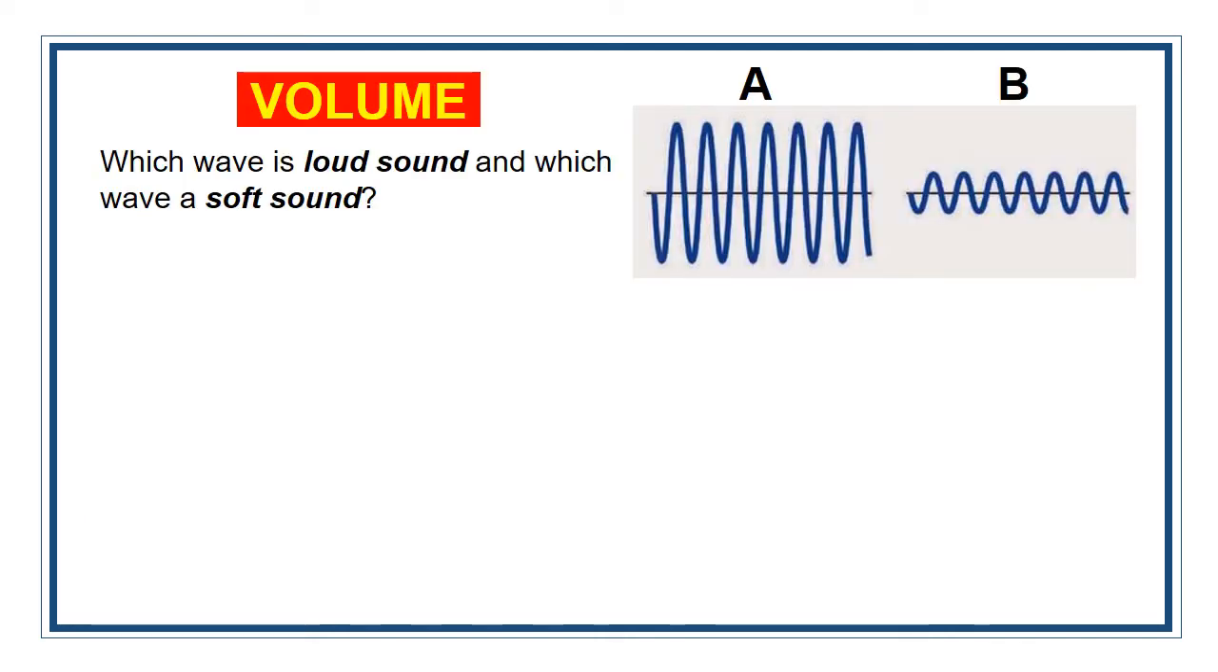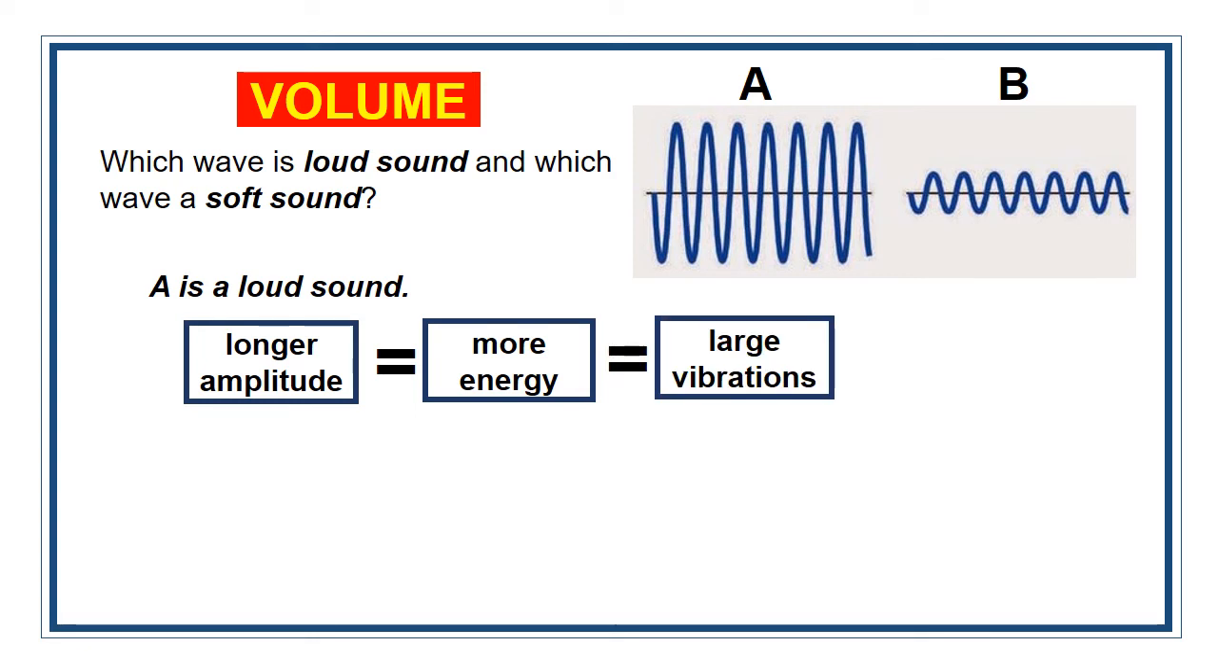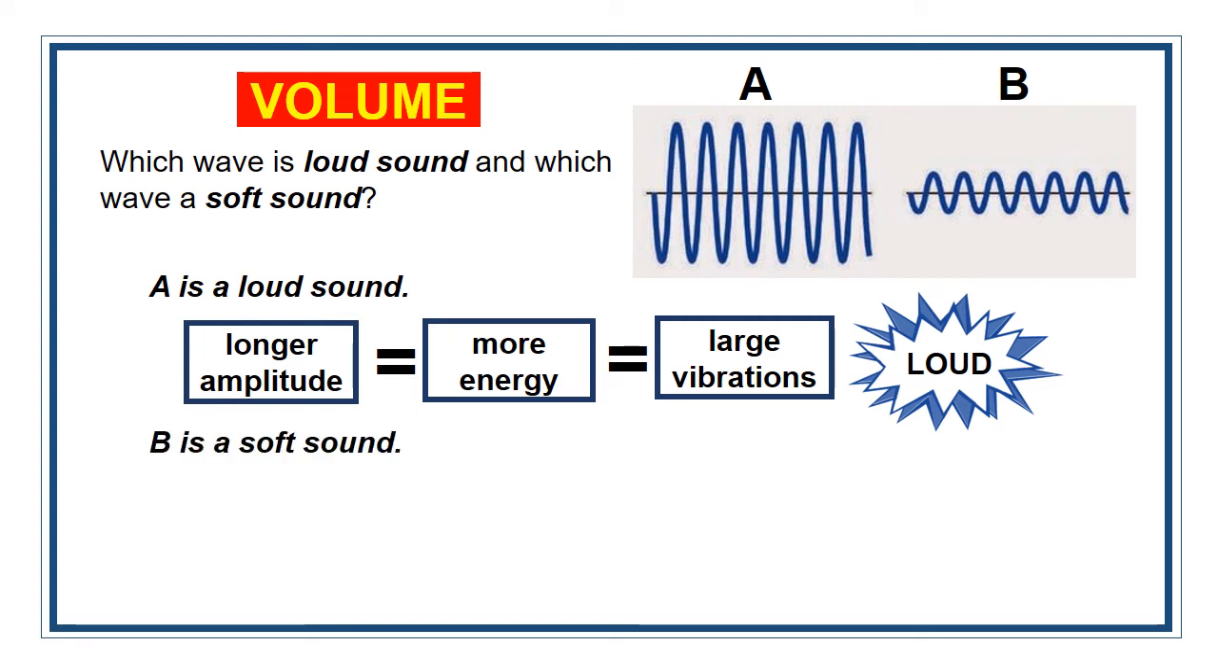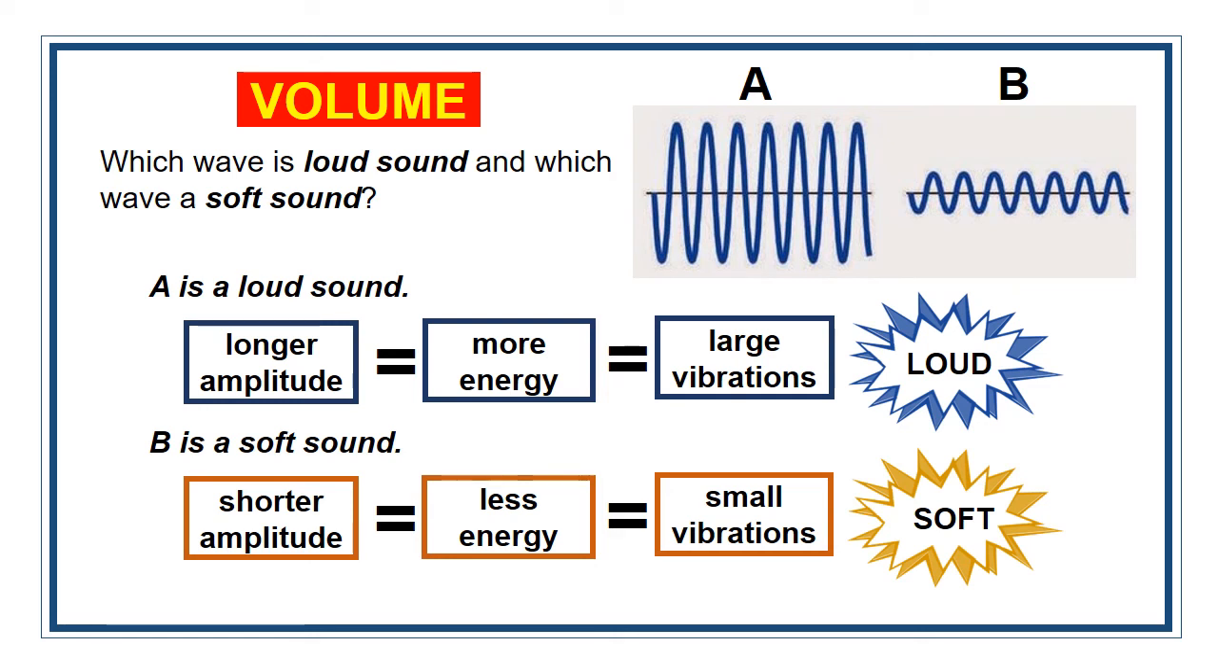So which wave, A or B, is a loud sound and which wave is a soft sound? A is a loud sound because it has longer amplitude, it has more energy, then it has large vibrations. That means loud sound. And B is a soft sound because it has shorter amplitude. That means it has less energy, small vibrations, soft sound.